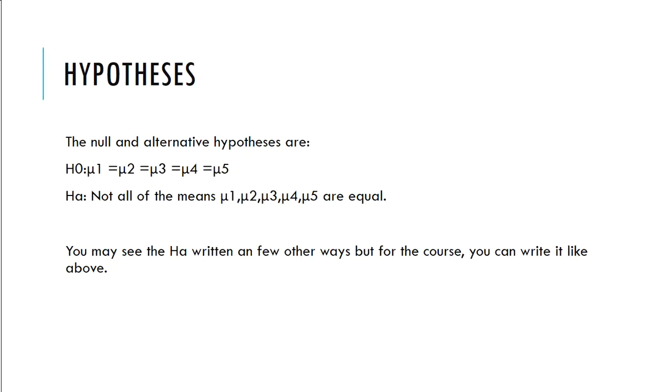So again, let's talk about the hypothesis one more time. For the null and the alternative hypothesis, you might see the null as mean 1 equals mean 2 equals mean 3 equals mean 4 equals mean 5. Your alternative could be that not all the means are equal. There are other ways to do that, but the book is pretty specific about what it wants. So basically what you're looking for in the null hypothesis is that they all equal. The alternative just means that not all the means are equal.